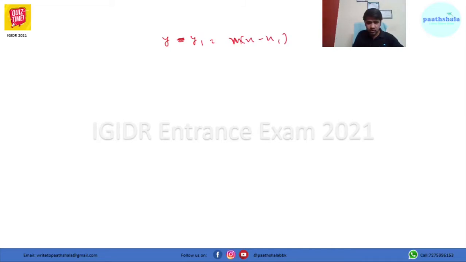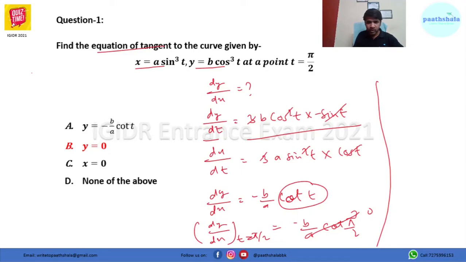Here at the place of x1 and y1, the point which is given to us, we will have to put the value t equals pi by 2 in this. So x1 will come out to be a sin cube pi by 2. The value of sin pi by 2 is 1, so this comes out to be a. And the value of y1 will come out to be b cos cube pi by 2. Cos pi by 2 is 0, so this will come out to be 0. So here x1 is a, and y1 is 0.